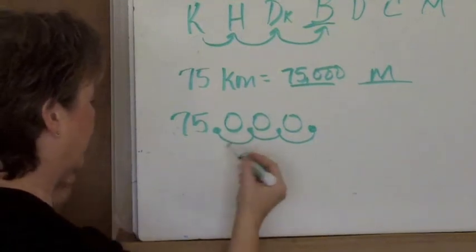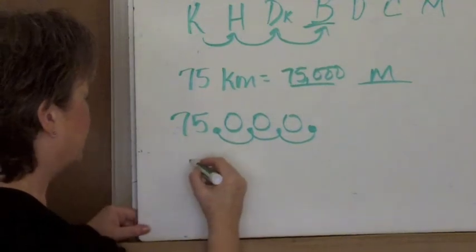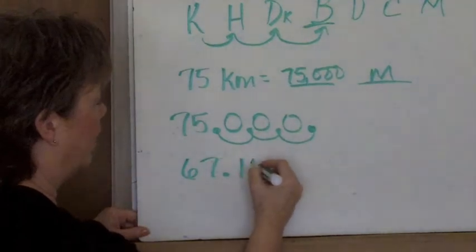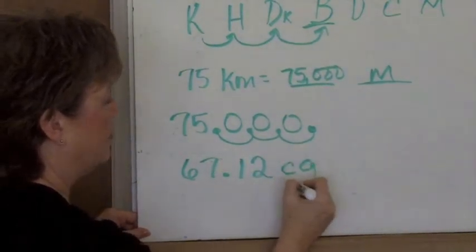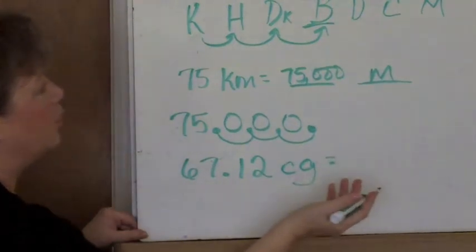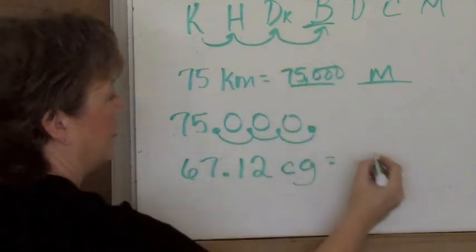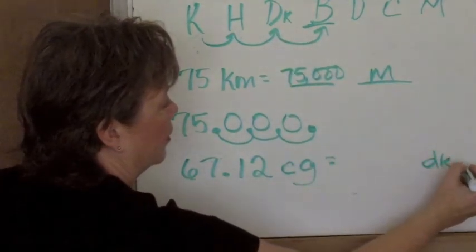I don't know, I'm just making numbers up. I have no idea. Let's put a decimal in this number. Let's say 67 and 12 hundredths centigrams. And which way shall we go? I won't have very far to go that way. Let's go this way. Let's go to decagrams.